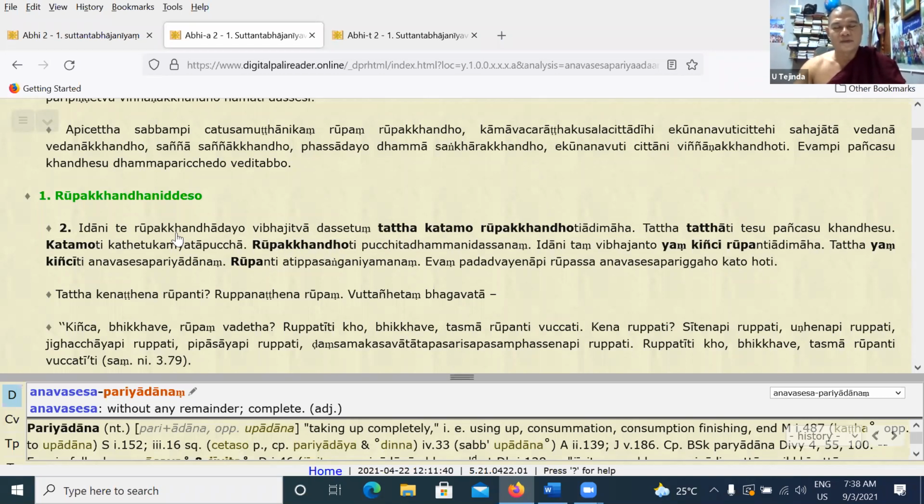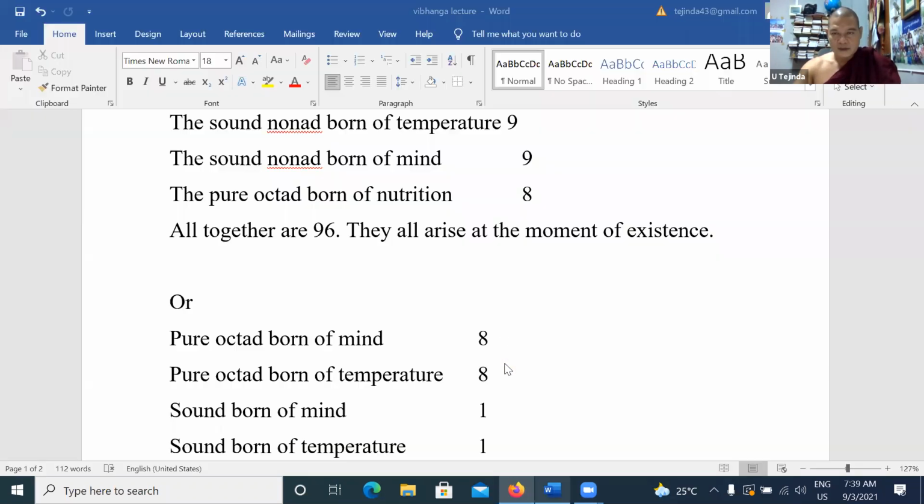Katetu Kamyata, Tattha Kadma Rupa Khanda. Among the five khandas, what is Rupa Khanda? He made the question by himself in order to explain, in order to answer by himself. So here I make a note for the knowledge.